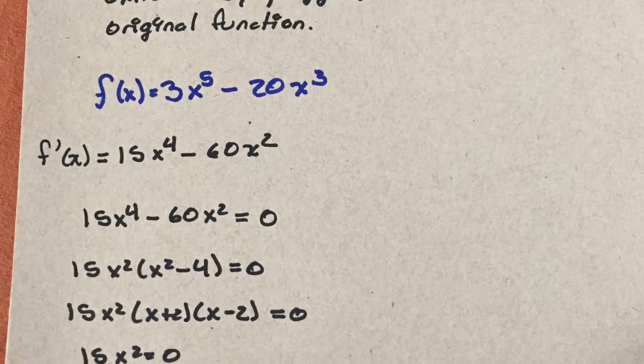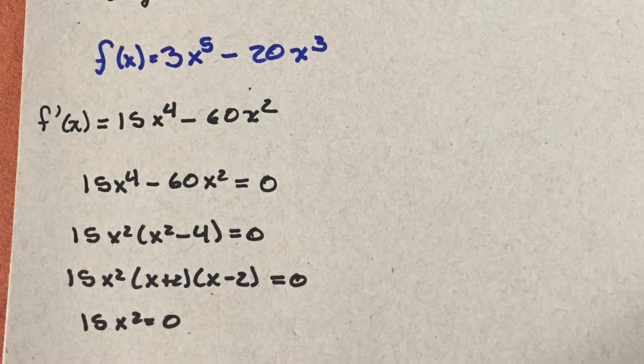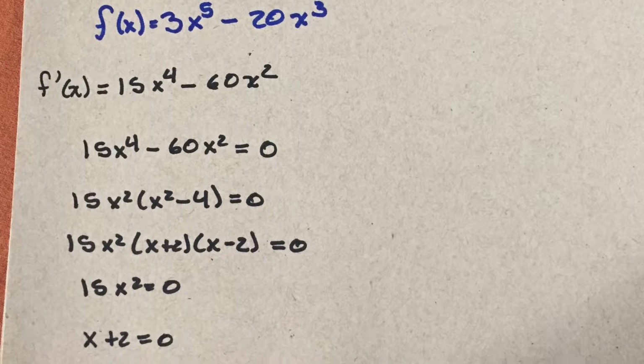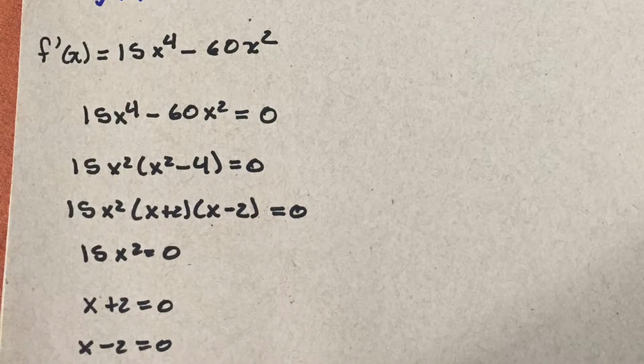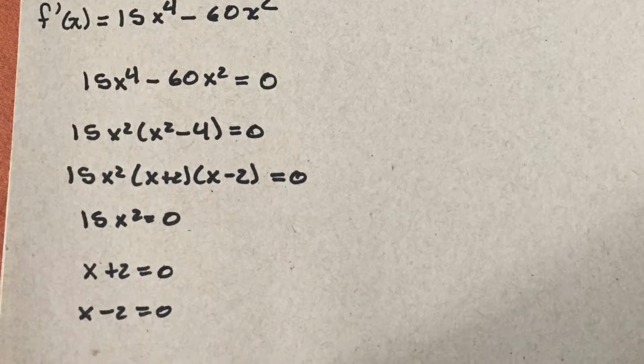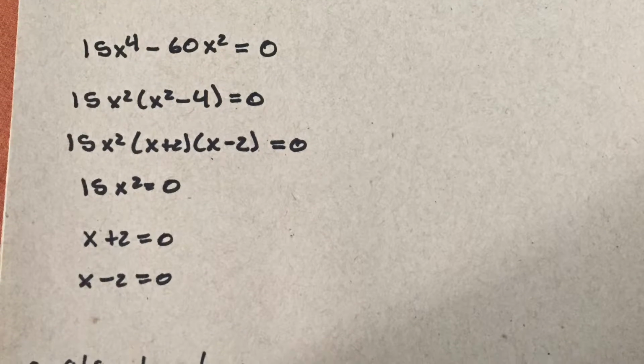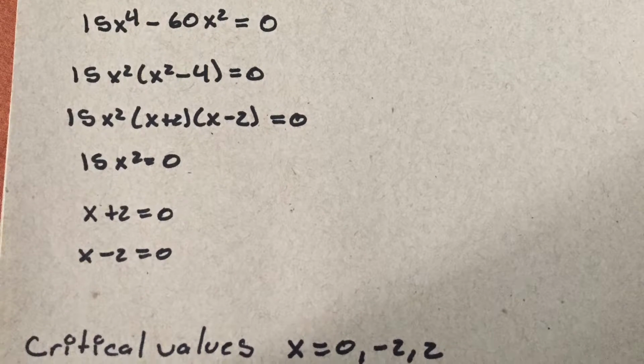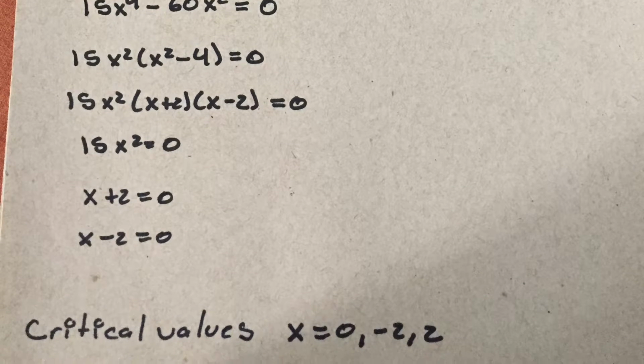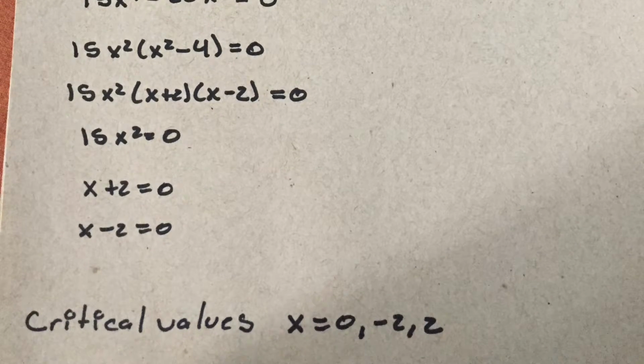Next, we have an example. The function equals 3x to the fifth power minus 20x to the third power. First, find the first derivative, then the result. You need to make it equal to 0 to find the critical values.